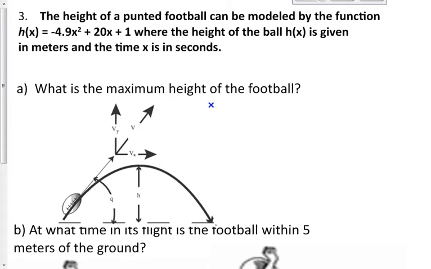So this problem number 3 says the height of a punted football can be modeled by the function h of x equals negative 4.9x squared plus 20x plus 1, where the height of the football, h of x, is given in meters. So keep in mind this time it's not in feet, it's in meters, and the time x is still in seconds. So as you guys all know, when a football is punted, what type of shape does that look like? It is, once again, a parabola.